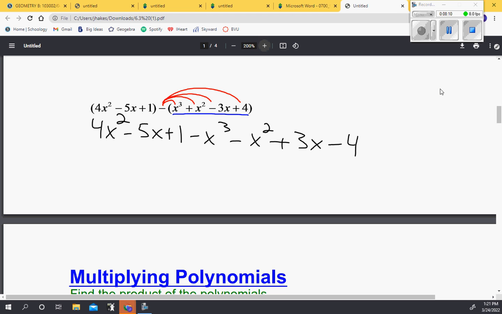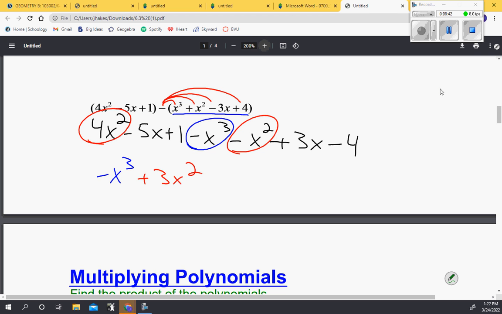From here, it's just like our last problem. We're going to combine like terms. I like to start with my highest degree. Right here, negative x cubed, and see if I have any other like terms. And if I don't, I'm just going to write it down here. I don't have any other like terms with x cubed. And then I'm going to go to x squared. I have a 4x squared and I have a negative x squared. That makes a 3x squared.